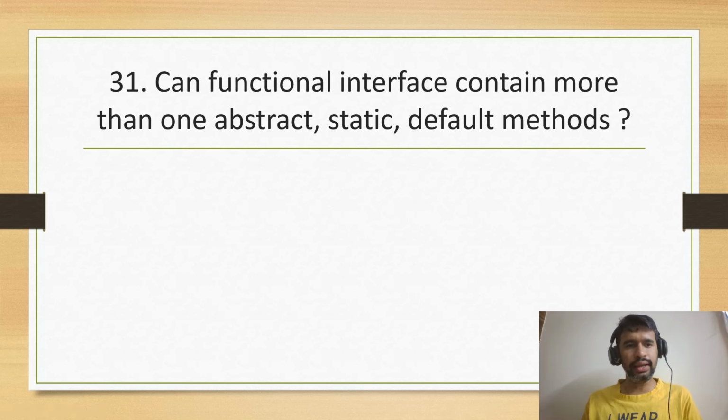The next question is, can a functional interface contain more than one abstract, static, and default method? Before we answer, first we have to understand what a functional interface is. A functional interface means it can contain only one abstract method. That is the definition. This functional interface can be implemented using Lambda. Normally that's how we use functional interfaces to implement Lambda. It's helpful for functional style coding. These are the basics about functional interfaces. Let's try to understand with an example here.